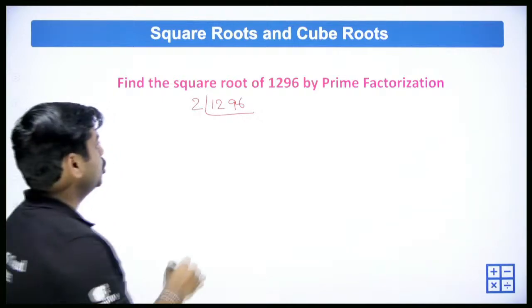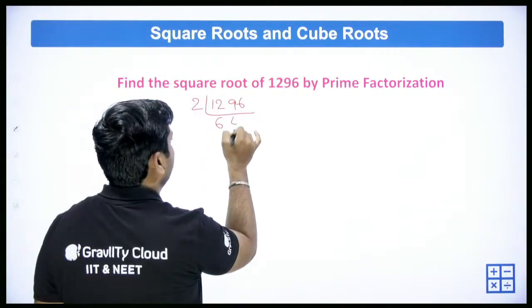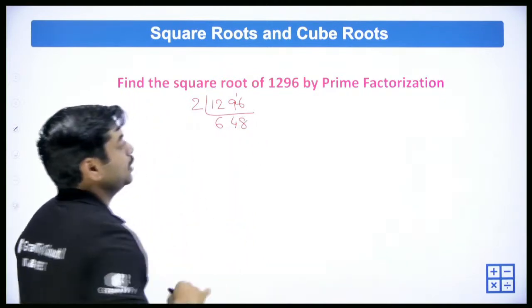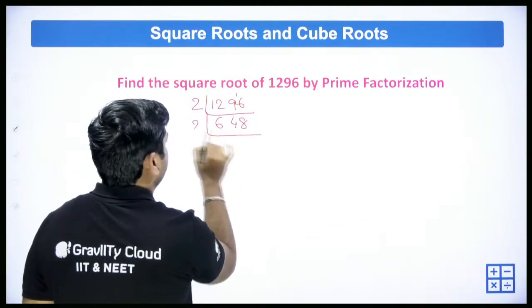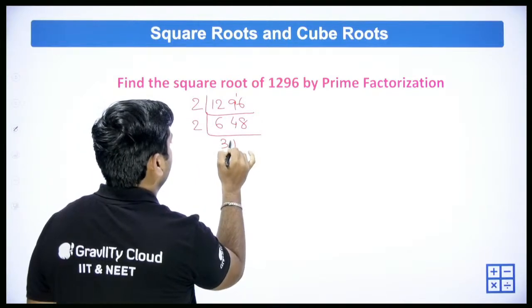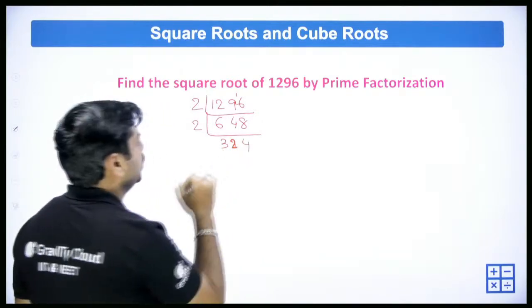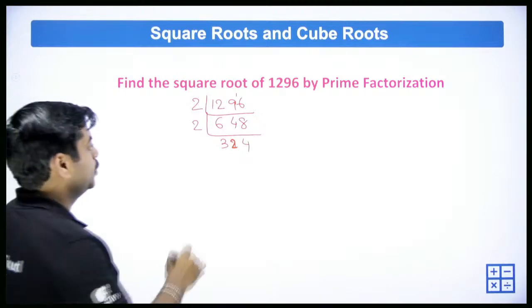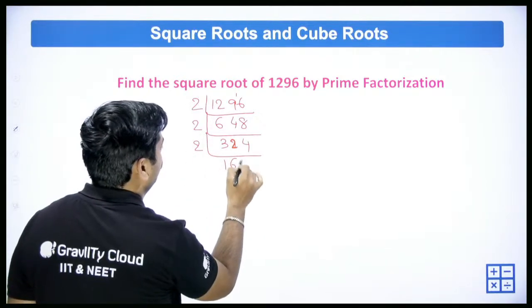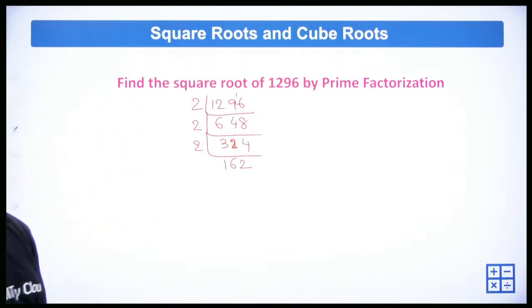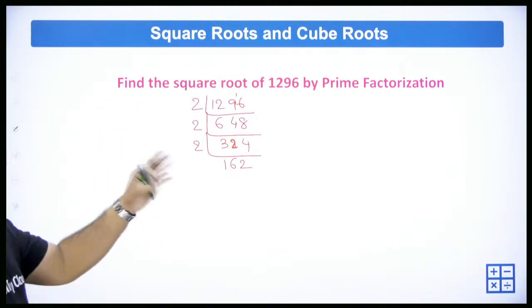Okay. So 2 6s are 12, 2 4s are 8, and 2 8s are 16. So it is 648 into 2. Next one, 2 3s are 6, 2 2s are 4, and 2 4s are 8, so 324. Let's go forward with 2 once again. 2 1s are 2, 2 6s are 12, and 2 4s are 8, so 162. 2 1s are 2, 2 6s are 12, 2 2s are 4.